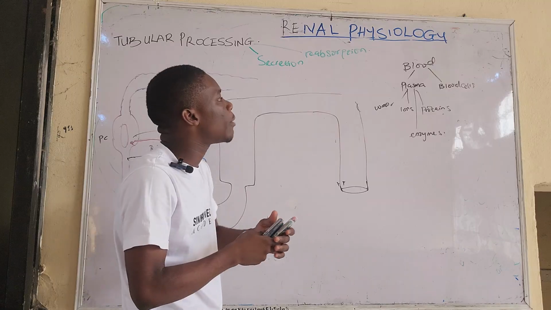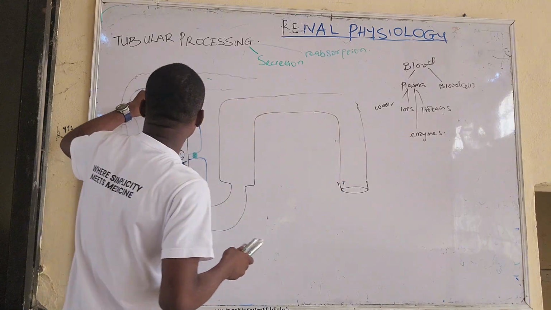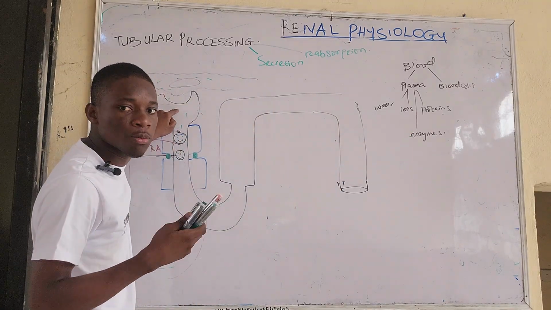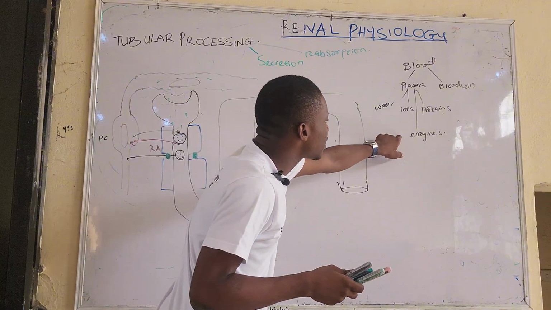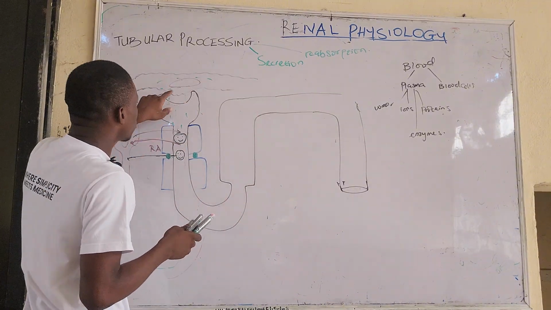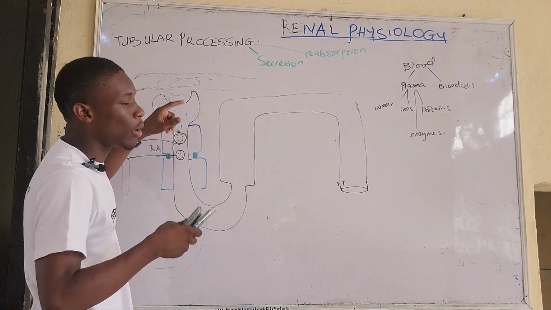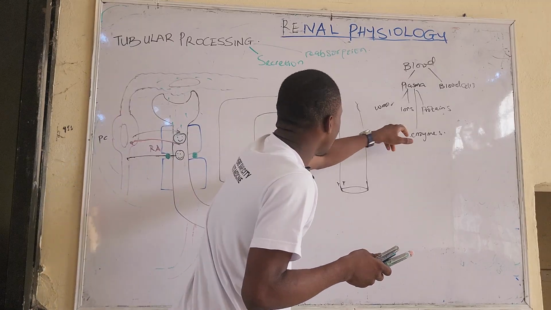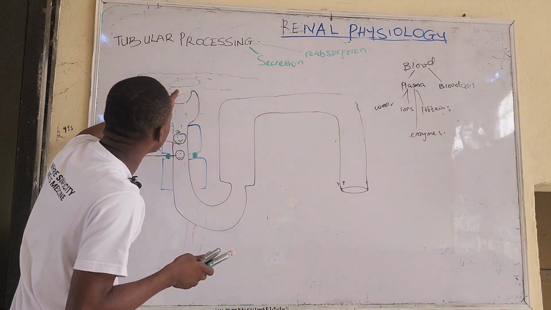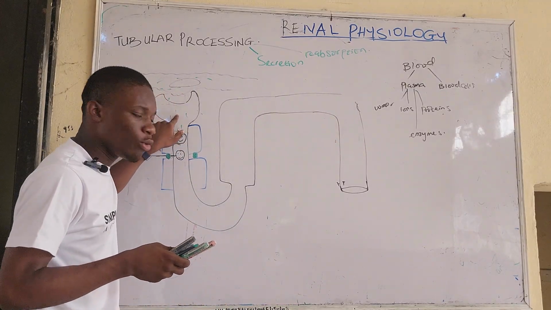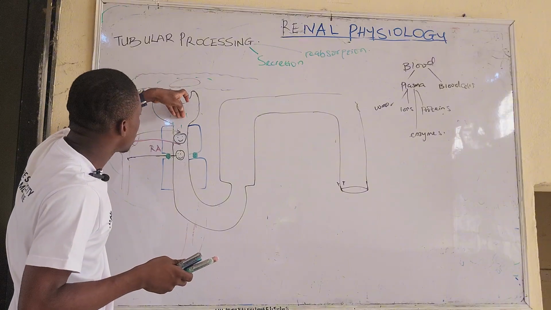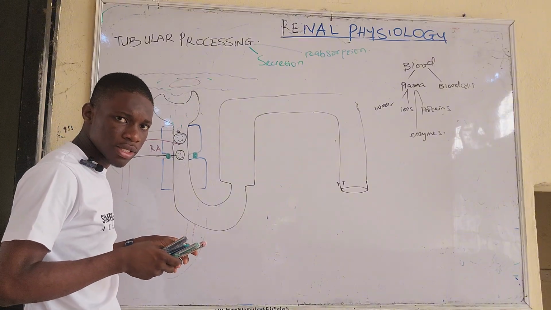Now, I've explained to you that blood cells are too big. They cannot move from this place to this place, so they cannot be processed. Enzymes and proteins cannot be moved from this point to this point because they are too big. But water and ions can be filtered from this point to this point. Follow me. They can move from the glomeruli to the PCT. Is it clear?